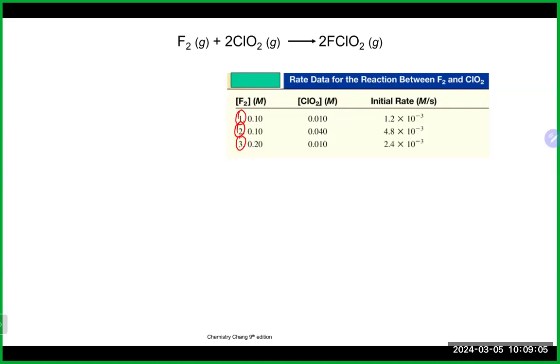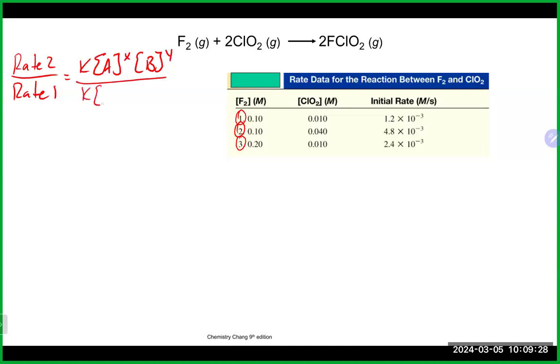safer way to go. So the way we're going to do it is mathematically, where we basically use this formula: rate 2 over rate 1 is equal to k[A]^x[B]^y. And obviously, if you had more reactants, you could include more if you like.